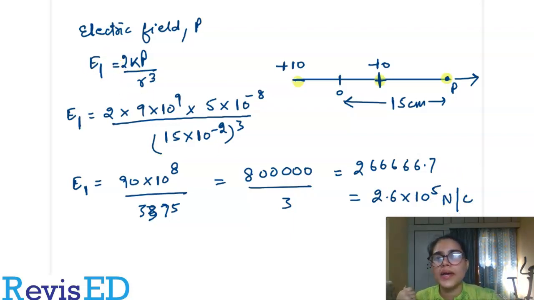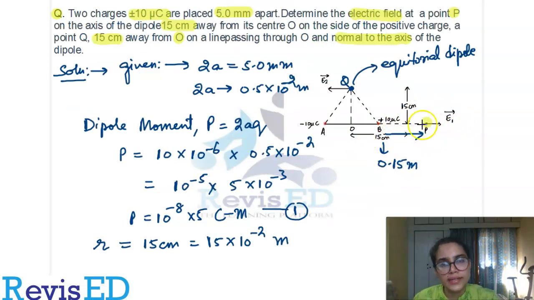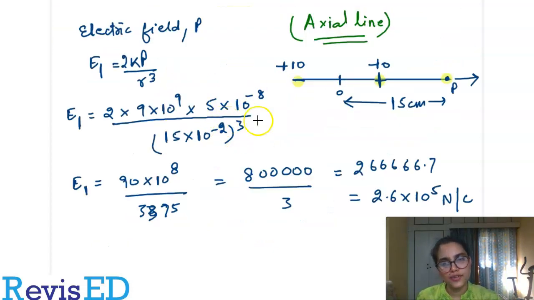So this involved the concept of the axial line in an electric dipole. This is the very first part of the question that we have covered in this video lecture, where we have calculated the electric field at this point. In the second video lecture, we are going to see the value of the electric field at point Q. I hope you understood how we have used the concept of the axial line of the electric dipole to calculate the value of the electric field. In the next session, we are going to calculate with the help of the concept of the electric dipole on an equatorial line. Thank you. Have a nice day.